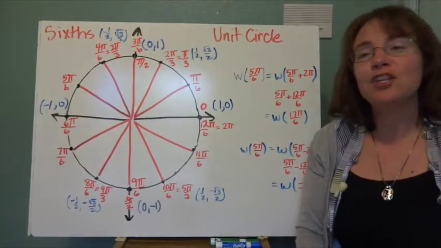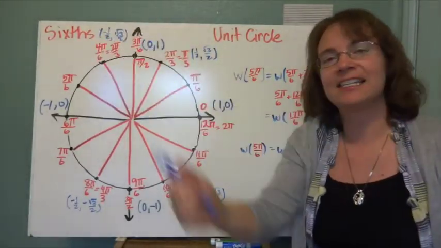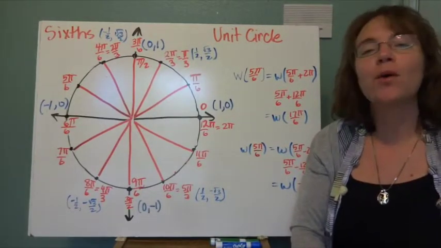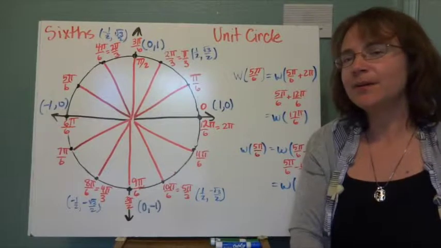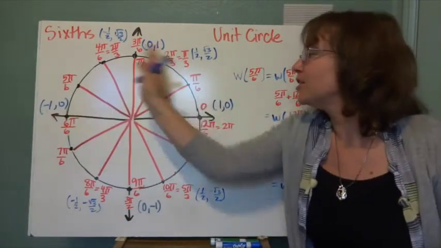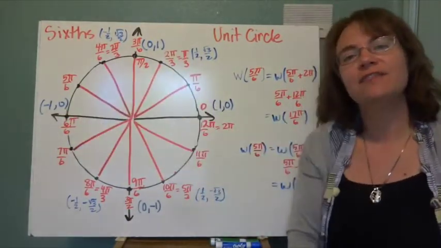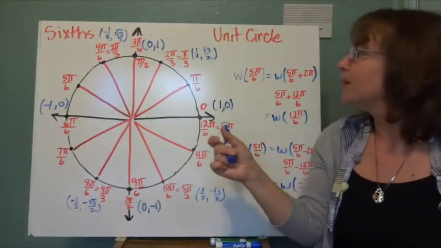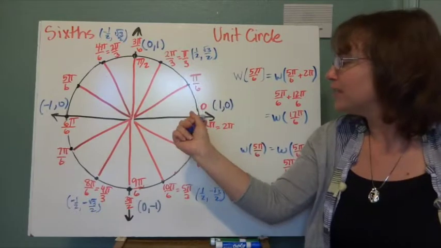Okay, so let's talk about the unit circle in sixths. So we've done fourths, we've done halves, we've done thirds, and now we're going to do sixths. And it's a little bit deceptive because what we're really doing is just taking half the circle and dividing it into sixths. The whole circle's divided into twelfths. So let's go ahead and just count this off.